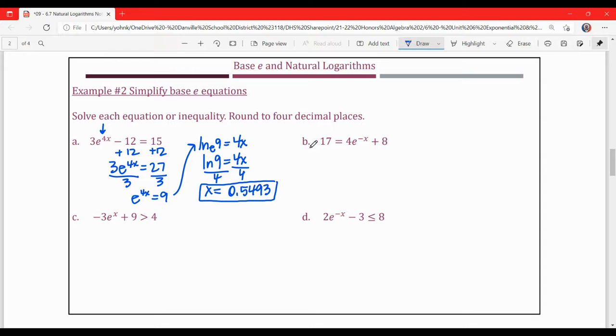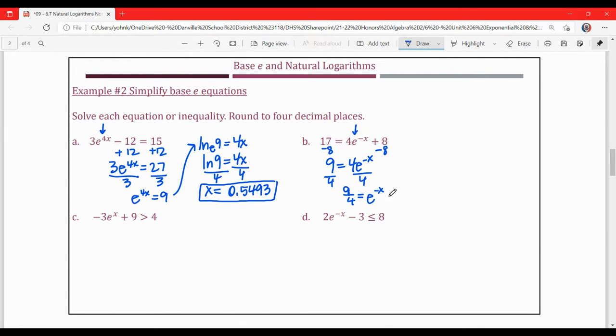Okay, if we look at letter B, 17 equals 4e^(-x) plus 8. I need to get e^(-x) alone, so I need to get rid of the 8. I subtract: 17 minus 8 is 9, equals 4e^(-x). I can divide both sides by 4, and I get 9/4 equals e^(-x).